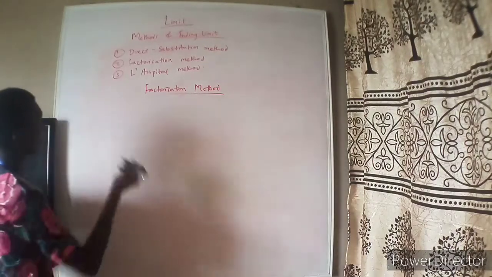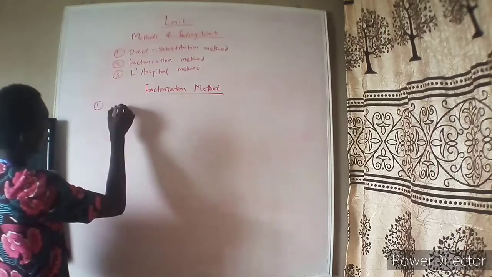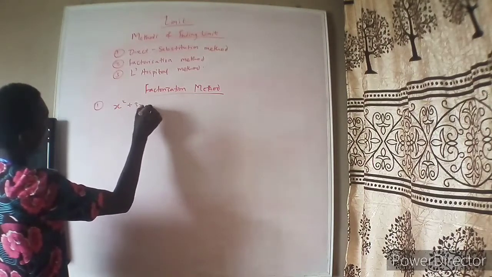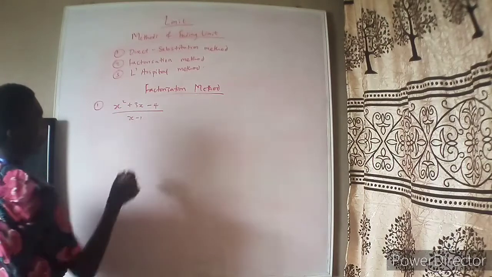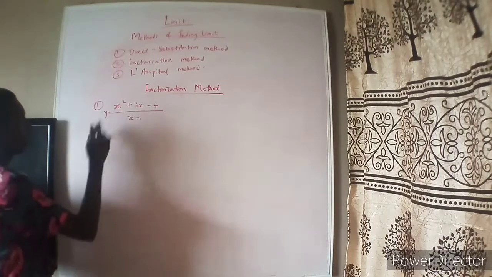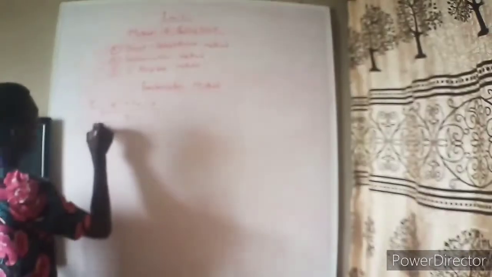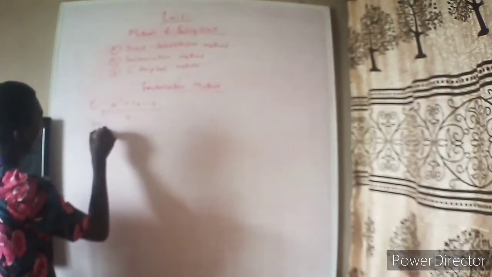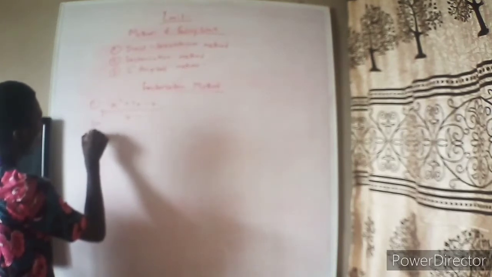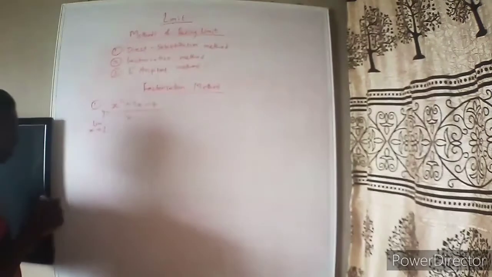For instance, let me say we are given x squared plus 3x minus 4 over x minus 1. Now, if y equals this, looking at this question, let me now assume my limit x tends to 1. Now I want to tell you the reason direct substitution will not work here. Direct substitution will not work here because, let us even try it, using method 1.